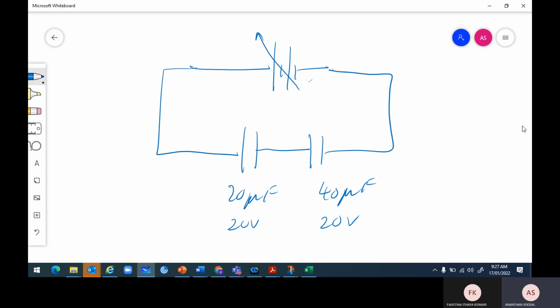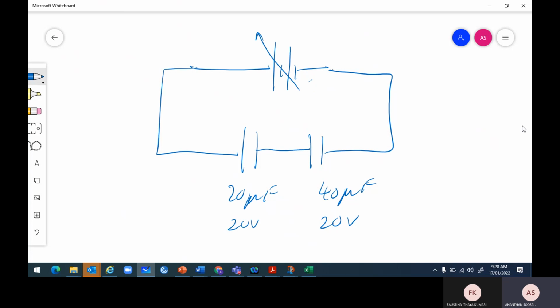Okay, before we go to that, you just rise the voltage until one of them explodes. Which is going to explode first? When you rise the voltage, which is going to explode first, 20 microfarad or 40 microfarad? 20, for several reasons. How many of you say 20? I'll give you one minute to think. 20 microfarad or 40 microfarad?